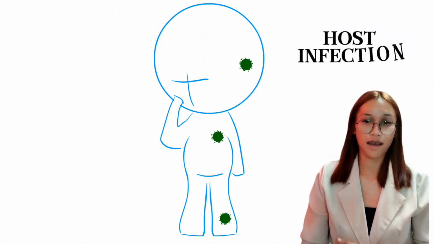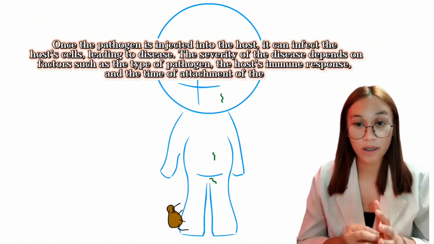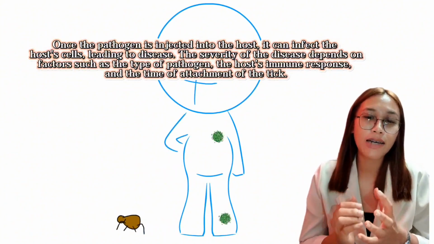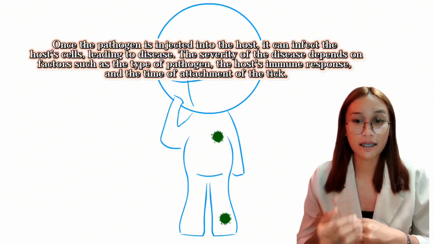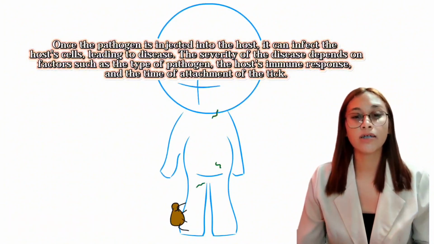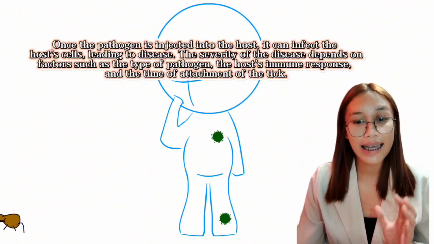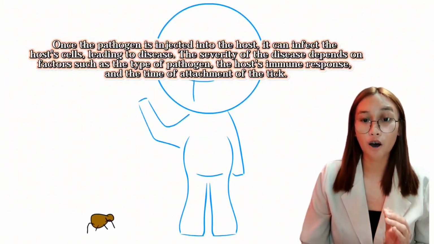Next is the host infection. Once the pathogen is injected into the host, it can infect the host cells, leading to disease. The severity of the disease depends on factors such as the type of pathogen, the host immune response, and the time of attachment of the tick.